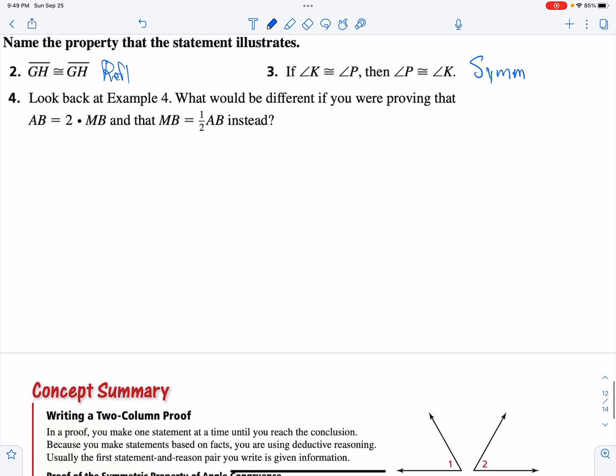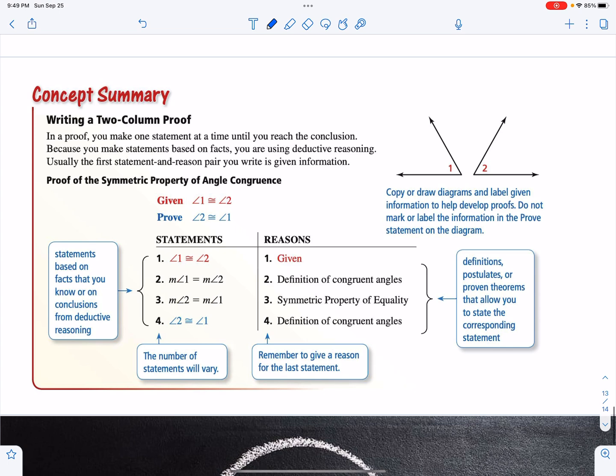Okay, so in summary, we should be able to take a 2-column proof and reason our way through it. Again, on the left side, we have our statements. The guiding part should be what do we need to incorporate to get to the thing that we want to prove. And then along the right, all you're doing is putting the reason you're allowed to make the move you made.